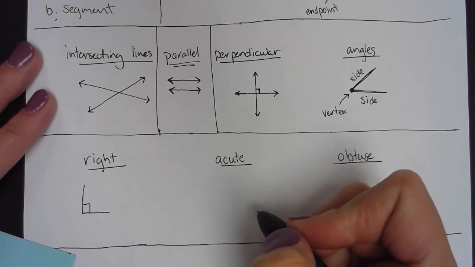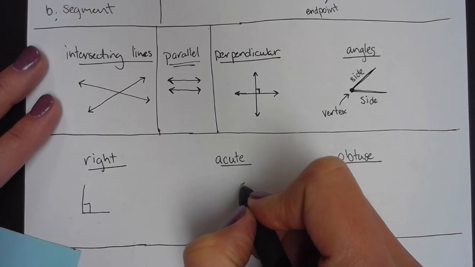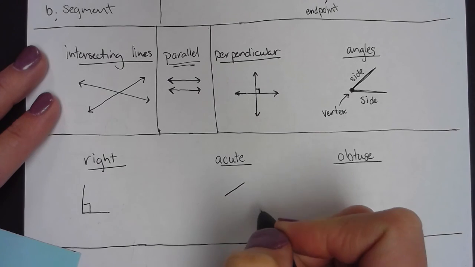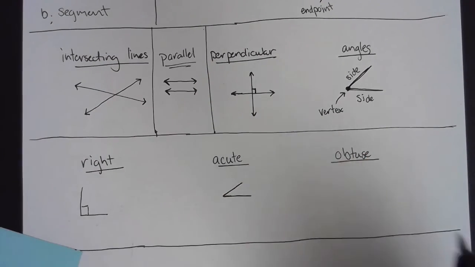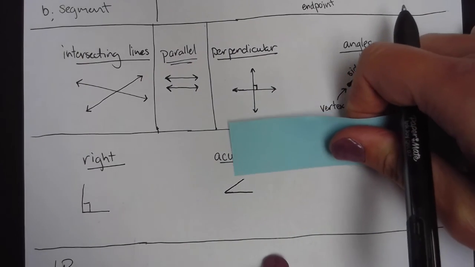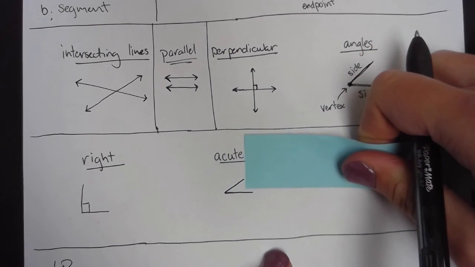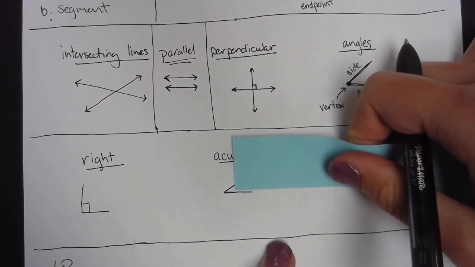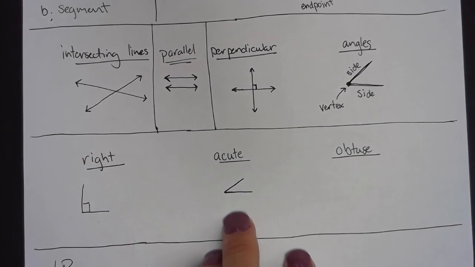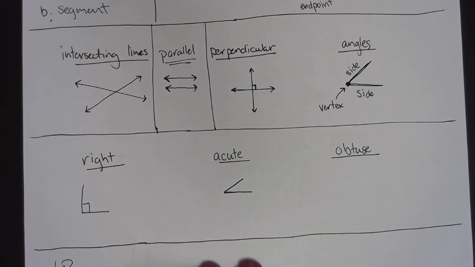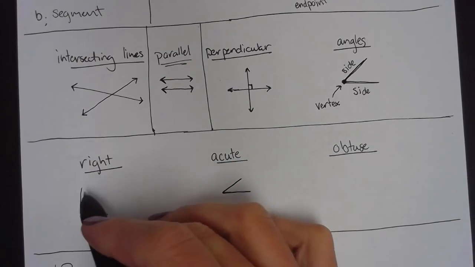Now, an acute angle is going to be smaller than that. I always like to think just a cute little angle. Right? Just a cute little angle. It's tiny. If I were to put my blue sheet of paper back in there, notice it doesn't fit. Right? I can't make it fit because that angle is too small. So acute is smaller than a right angle.